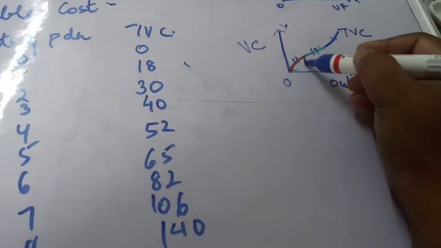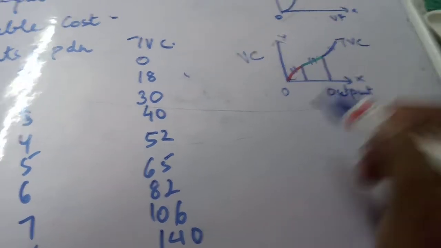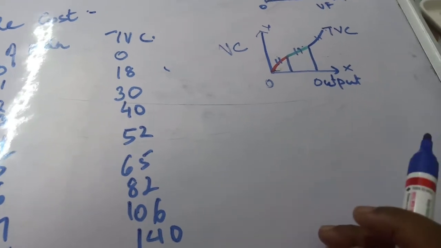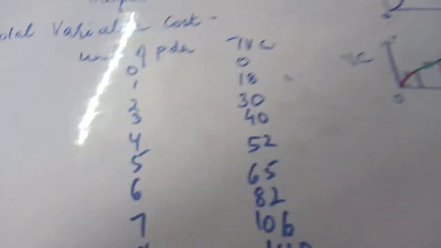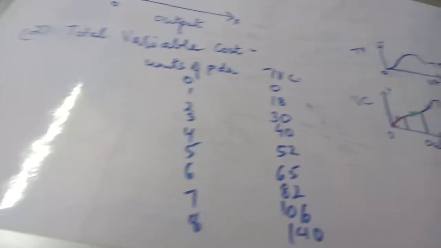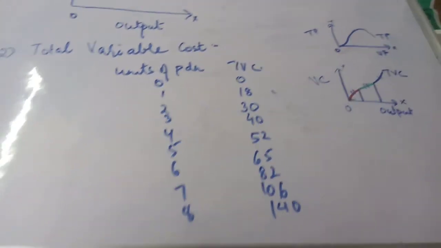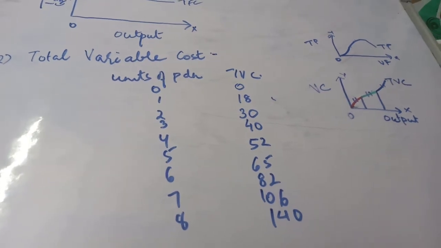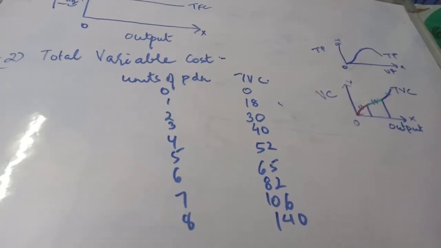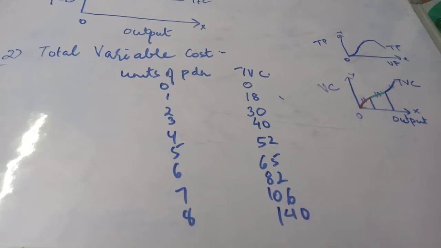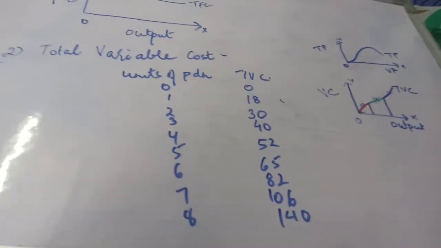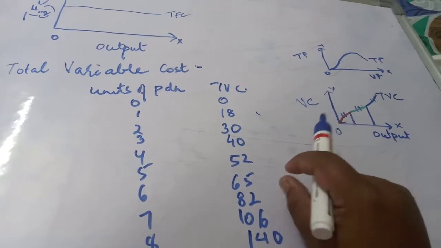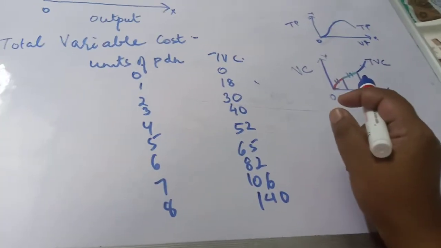You can have a watch of how the TVC schedule is going to be like. Write it on a piece of paper, plot it, and you're going to see whether your diagram is going to be like this or not.